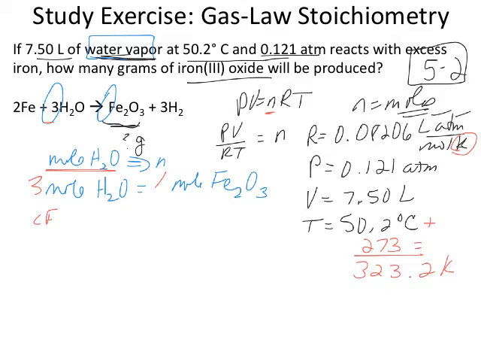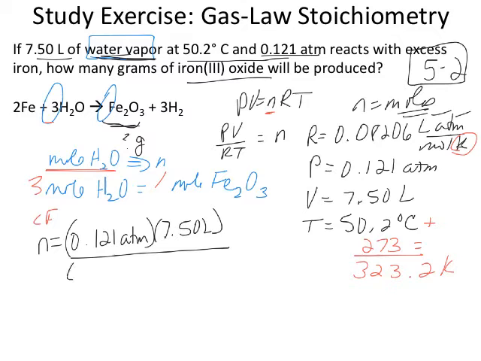All right, now we've defined our variables, and we are going to solve now for N. We're going to plug and chug. So let's do this. N equals pressure 0.121 atmosphere times the volume 7.50 liters, all divided by your constant R, 0.08206 liters atmosphere per mole Kelvin, times our temperature in Kelvin, 323.2 Kelvin.